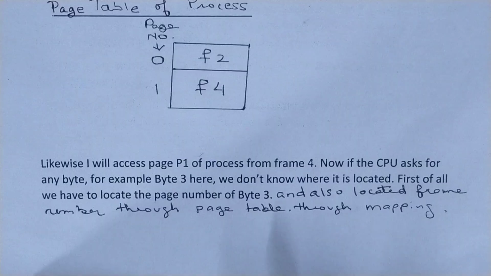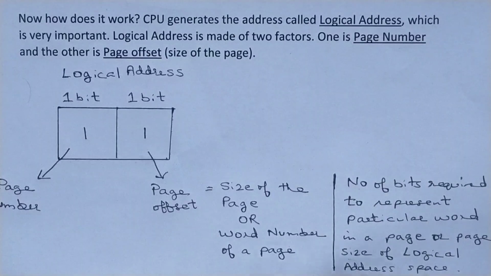Actually, if we access page 1 of a process from frame 4, now if the CPU asks for byte 3, then we don't know where it is located. So first we have to locate the page number of byte 3 and then locate the frame number through the page table through mapping.